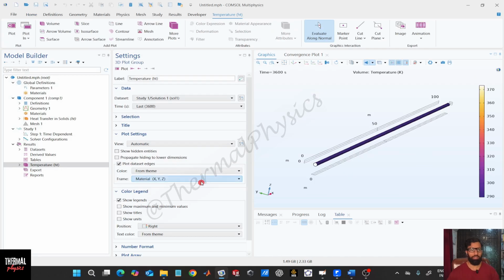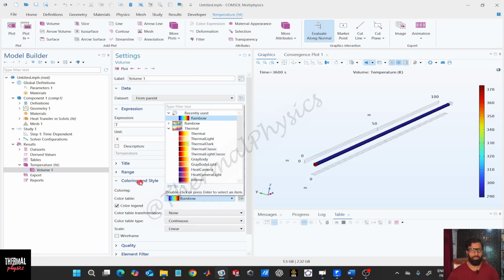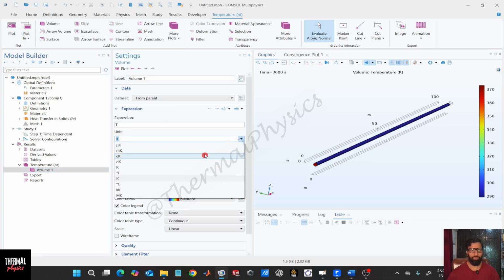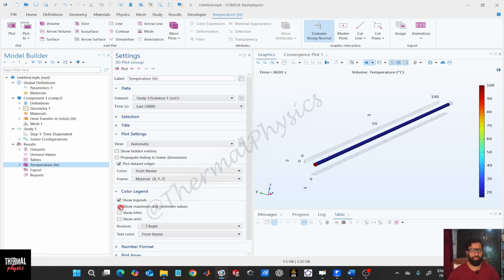Once it's computed, we have our results here. We can change the temperature unit to degrees Celsius, and we will check the maximum and minimum. So we have a maximum temperature of the rod of 100 and a minimum of 16.3. Minimum is somewhere around 20 degrees Celsius.